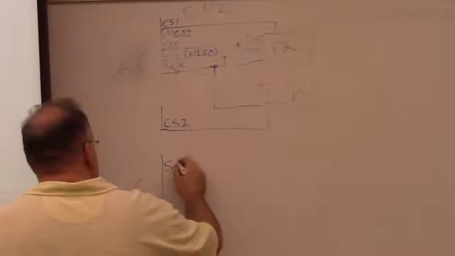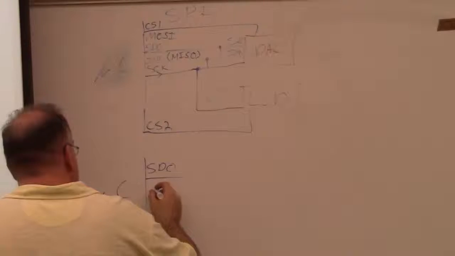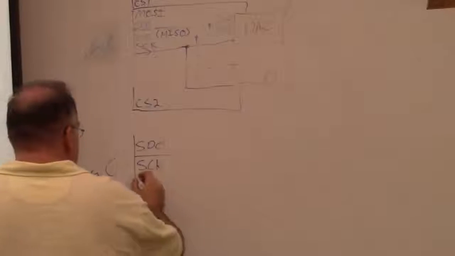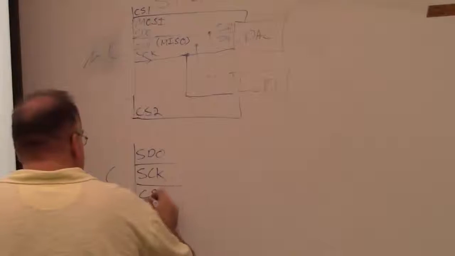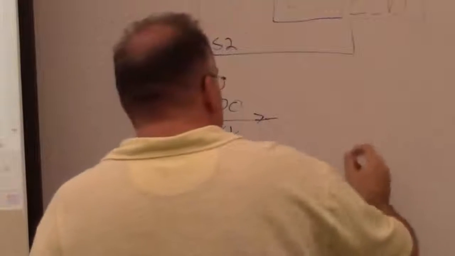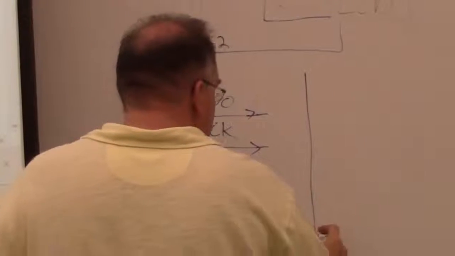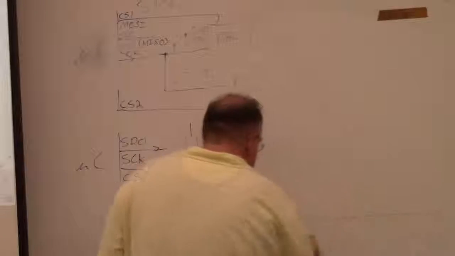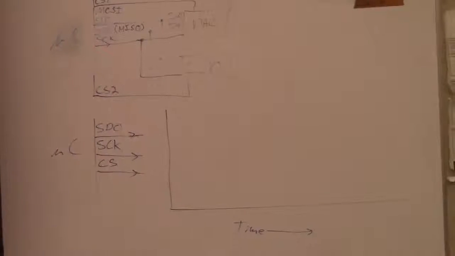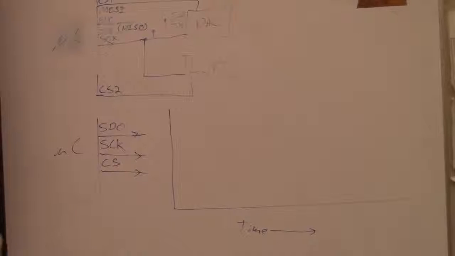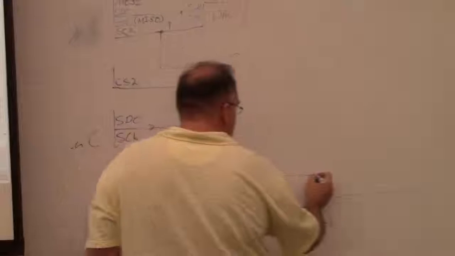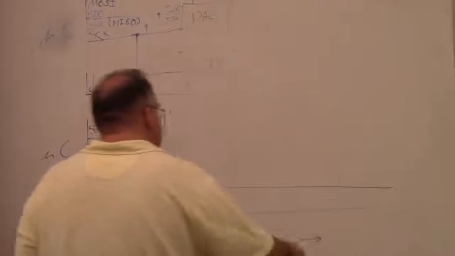We had the serial data out, and we had our serial clock. This example doesn't use input, it's just transmitting. So we have the serial clock, and we have our chip select. We've got those three signals coming out, and we're going to look at them versus time. If this is time, the first thing that happens in this code is the chip select line goes low. Let's say it's at some high level, and it goes low, and it will stay low until our transmission is complete, and then go high.